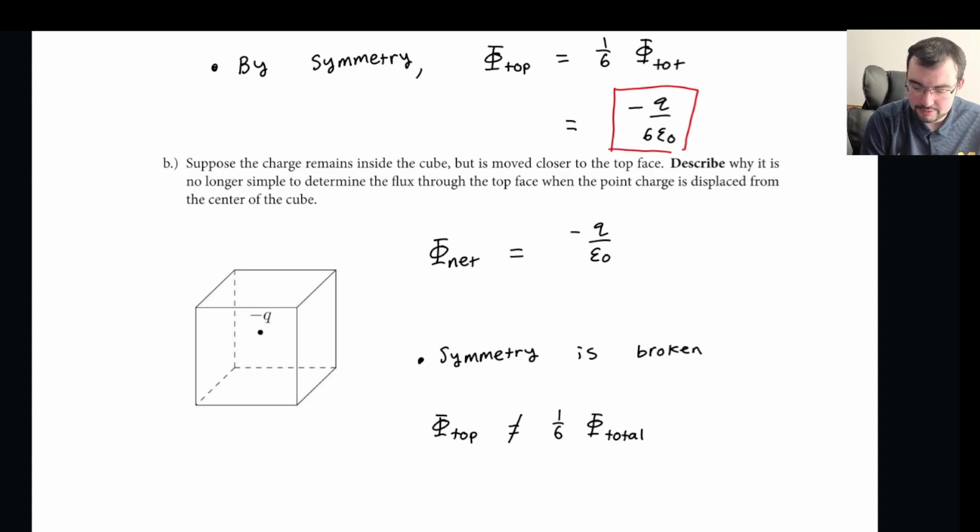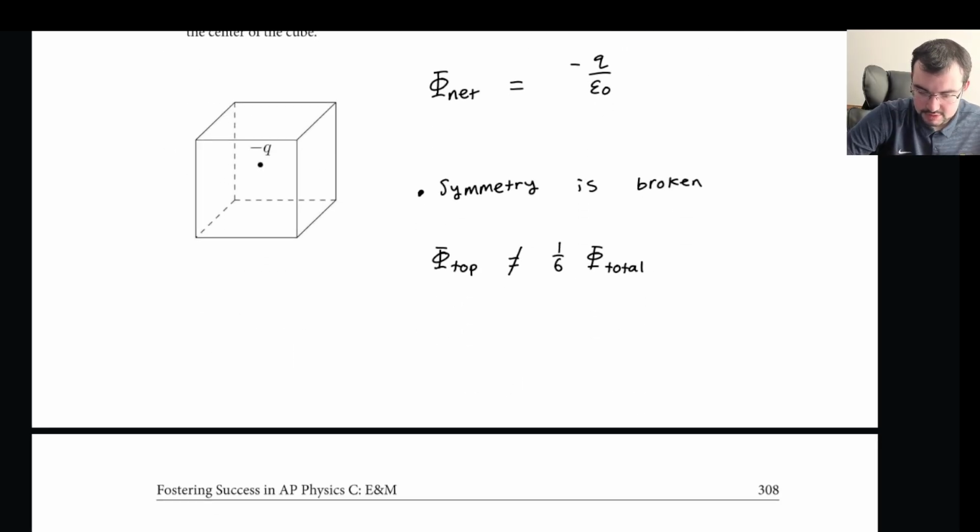So when trying to do flux through specific faces, we have to look for symmetry. If there's no symmetry, we can't. So symmetry being broken is really the main thing.